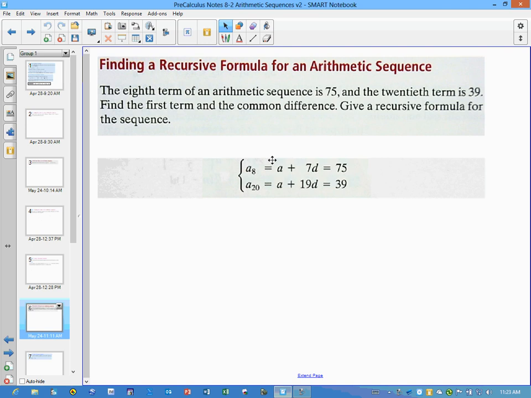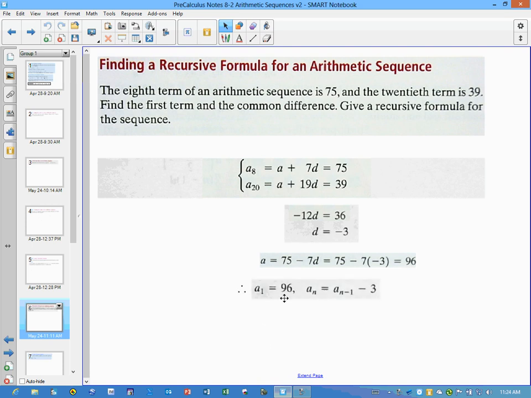We have a sub 8 is the first term plus 7 differences, and a sub 20 is the first term plus 19 differences. So one way we can do it is we have a system of equations here. If we subtract the two equations, we cancel out the a's. That gives us that -12 times d is 36, so d is -3. And once I know that, then I can say that a would be 75 minus 7d. If I take the first equation here and solve it for a, I get 75 minus 7d, substituting in -3 for d, and I get a is 96.